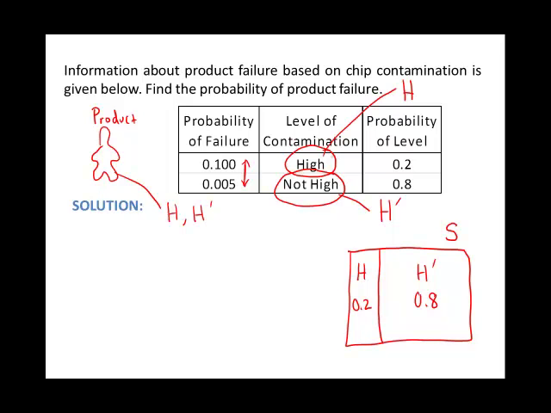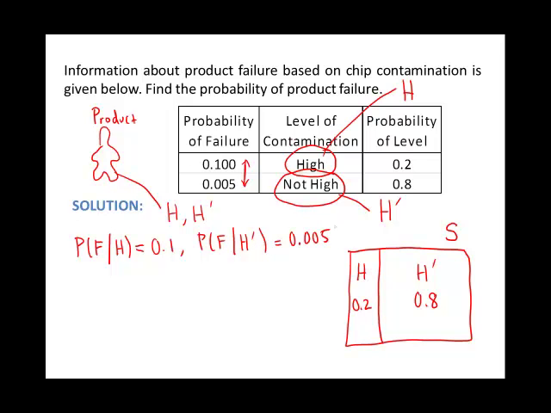So notice if the chips were exposed to high levels of contamination, the probability of product failure is 10%. And if the chips were not exposed to high levels of contamination, the probability of failure is much lower in this case. In fact, let's write that out right now. The probability of product failure given the chips were exposed to high levels of contamination is 0.10, and the probability of failure given the chips were not exposed to high levels of contamination is 0.005.